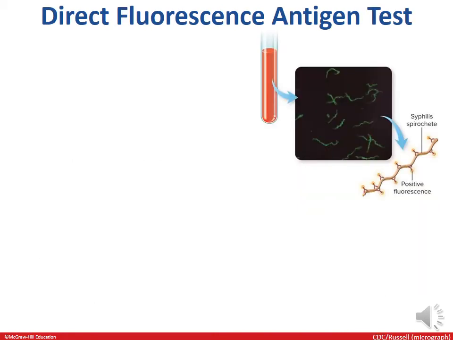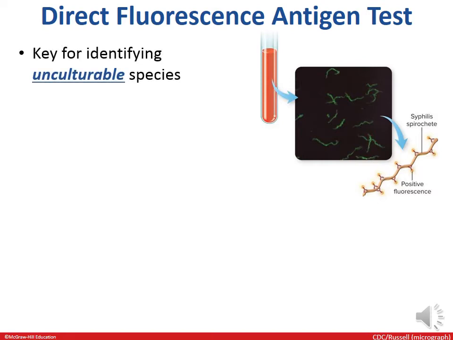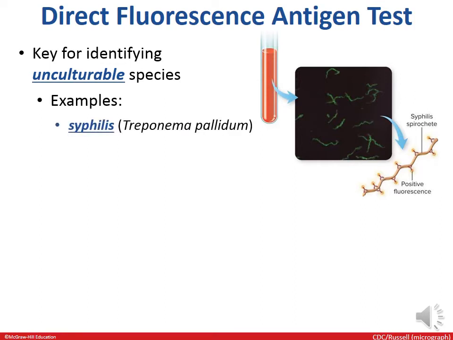Fluorescence is one way that we can tag antibodies with something that the microscopes have really high sensitivity to. And so if we use this, it's usually for those organisms that we have a hard time growing in culture. So syphilis is one of those that we've known about for a long time, but we've only recently learned how to grow it in culture. And so this has historically been the way that we diagnose syphilis. We have antibodies that are very specific to this spirochete, and it shows up real obvious on a fluorescent test.